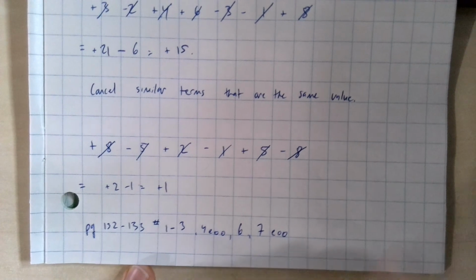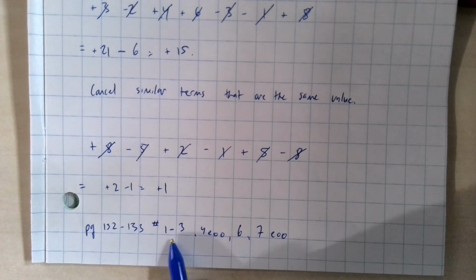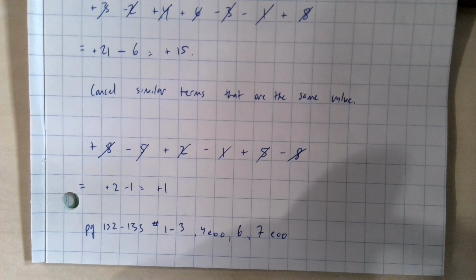So what we're going to be looking at is on page 132 and 133, numbers 1 through 3, 4 every other one, 6 and 7 every other one.